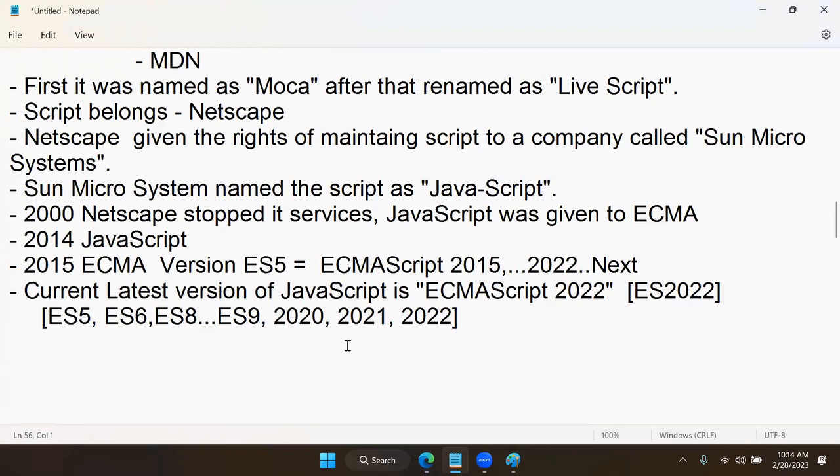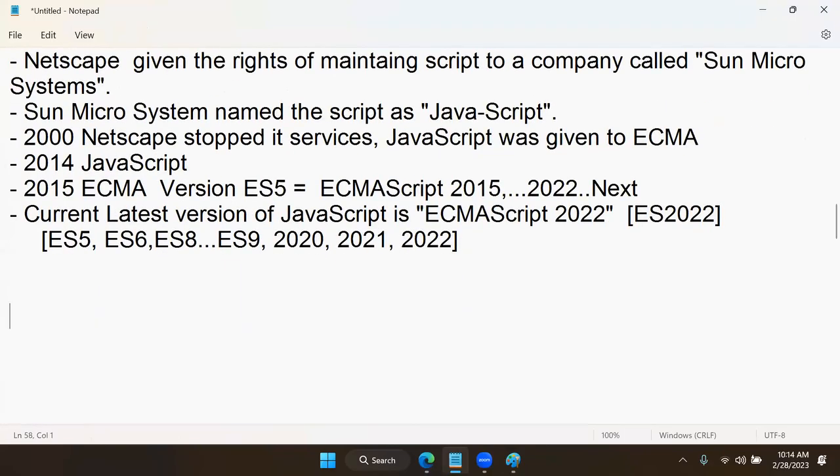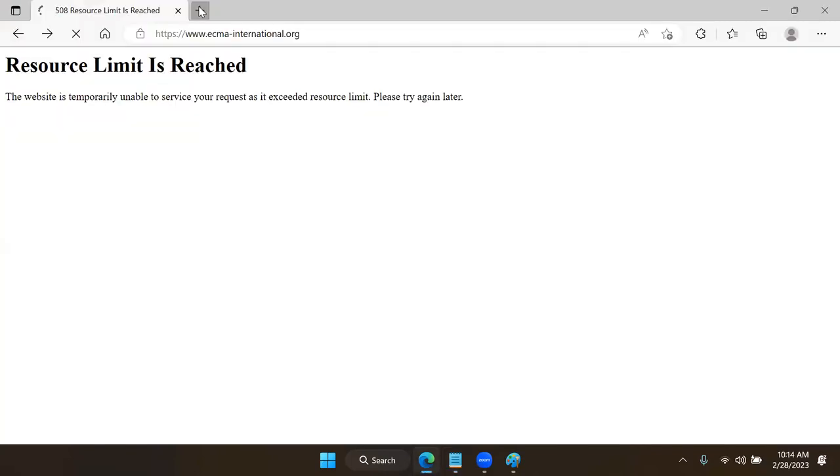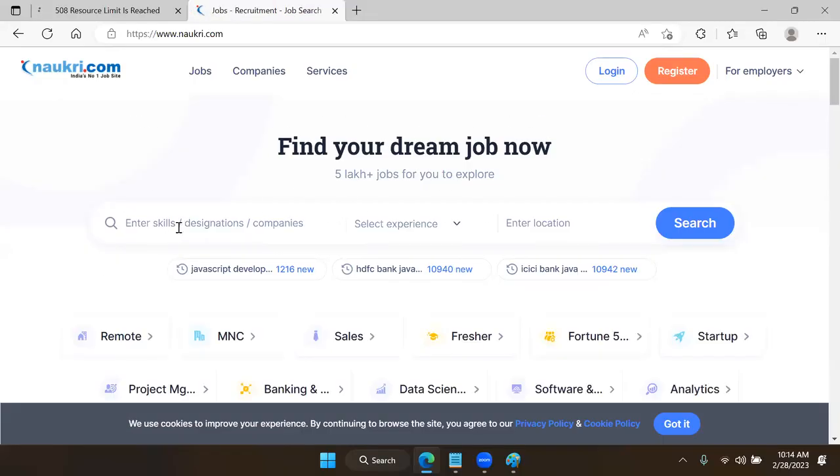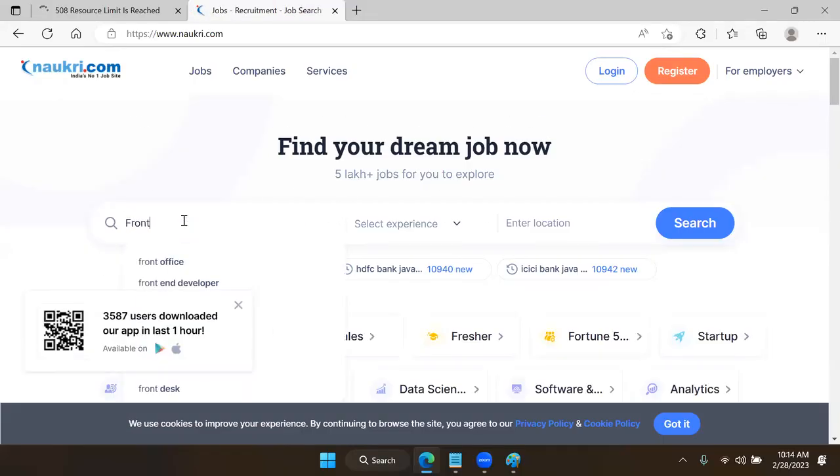But companies are not using that. Majority of companies are still working on ES6, or maximum companies are using ES7. ES6 or ES7 only companies are still using. That's the reason if you go for any job opportunities, suppose this is Naukri. In Naukri, suppose you search for front-end developer, which is for JavaScript.